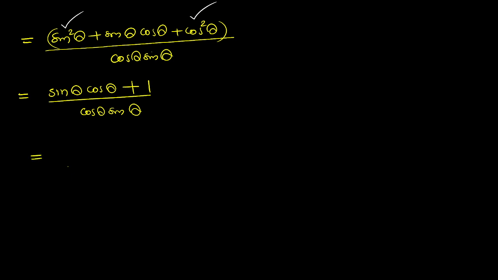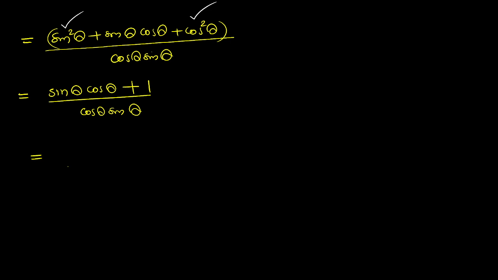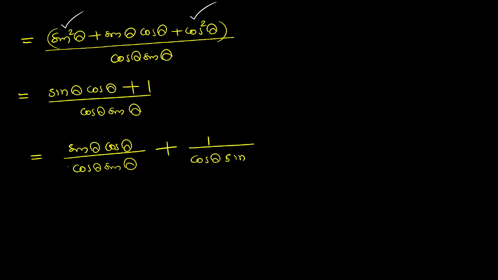What is RHS, right hand side? Right hand side is 1 plus sec theta cosec theta. Yes, we will definitely get it. We can split this expression into 2. First term by denominator plus second term by denominator. Numerator is a sum of two numbers, so this can be split into 2. First term means sin theta cos theta by cos theta sin theta, plus second term by denominator. We can split into 2 terms like this.